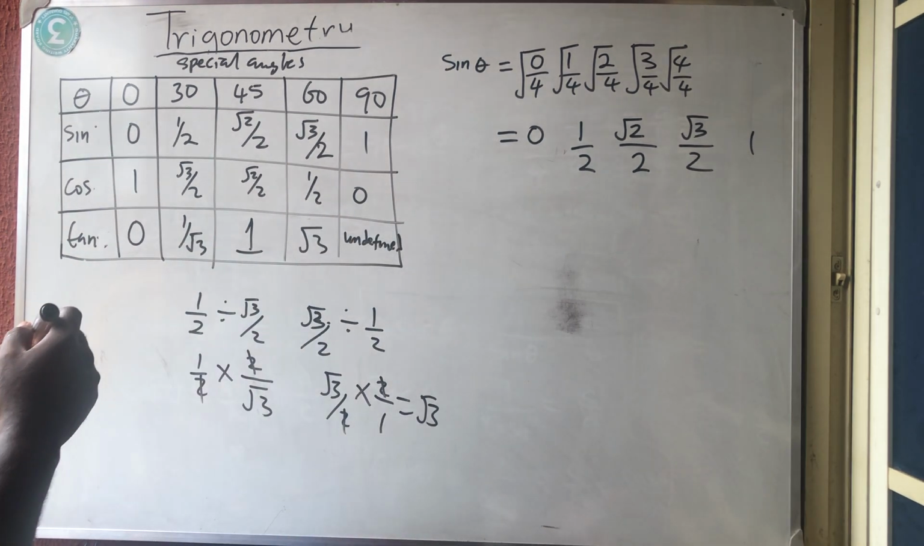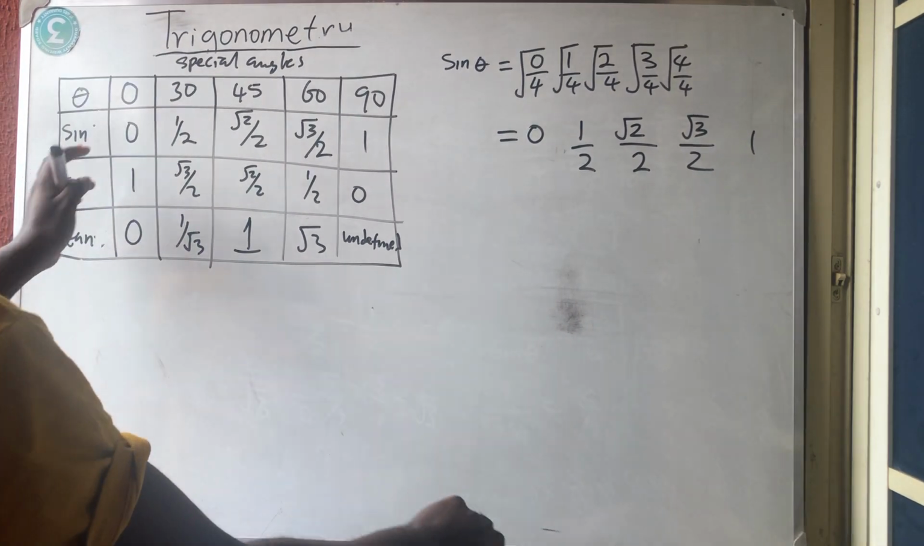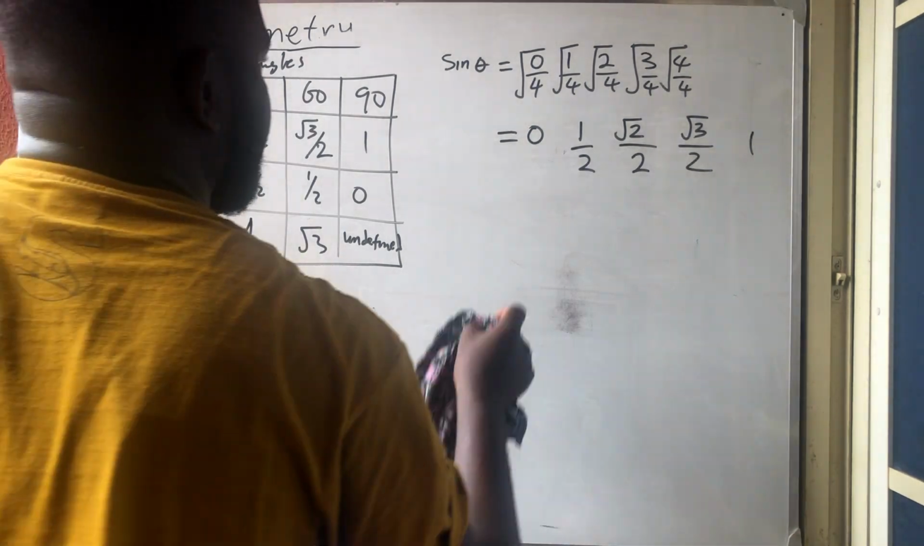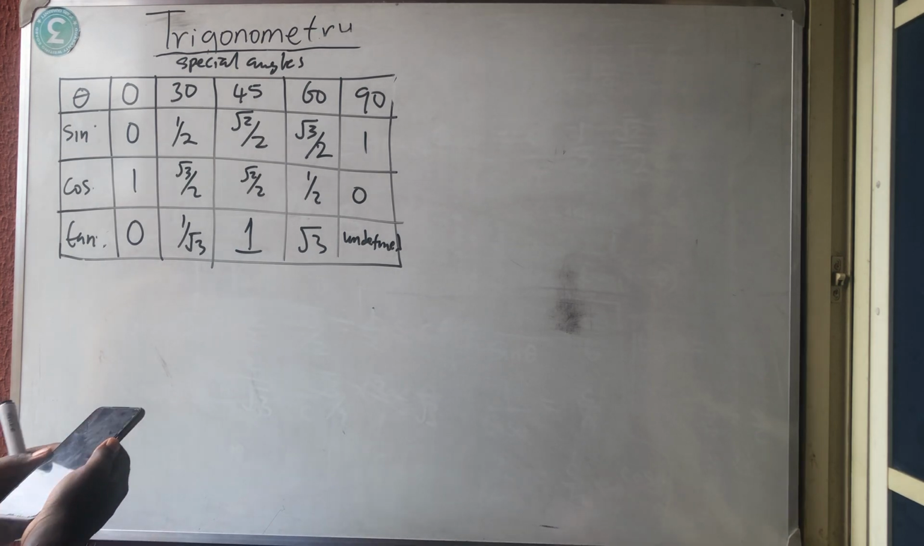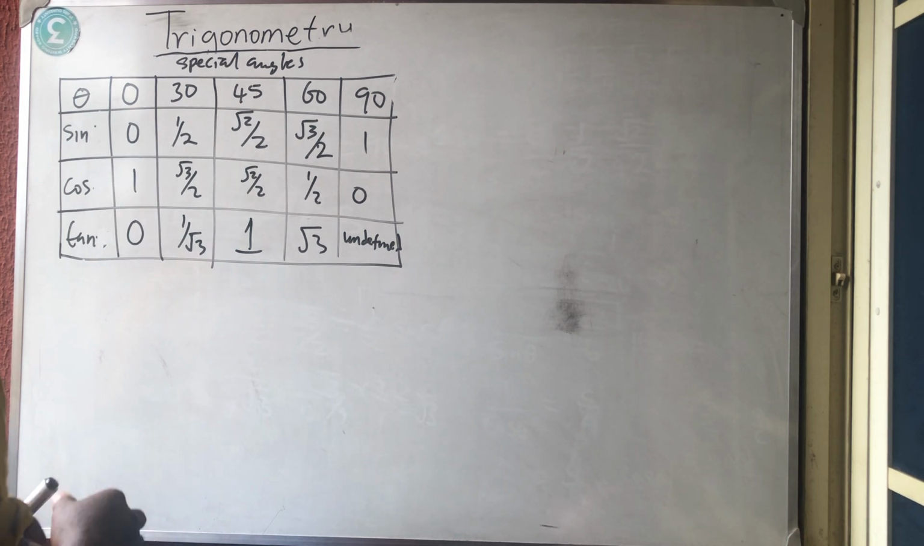You see? So this is how to know your special angles. It's very simple to know. Once you have gotten sine by doing this from 0 to 4, you have gotten everything. So this is how to know your special angles. Okay. So I just want to give you some hit points before we start solving calculation. Let's take an example.